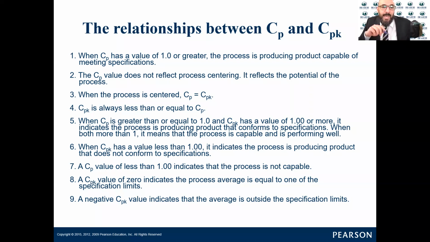When CPK has a value less than 1, it indicates the process is producing product that does not conform to specification. A CP value less than 1 indicates the process is not capable. A CPK value of 0 indicates the process average is equal to one of the specification limits. A CPK with a negative value indicates that the average is outside the specification limits.